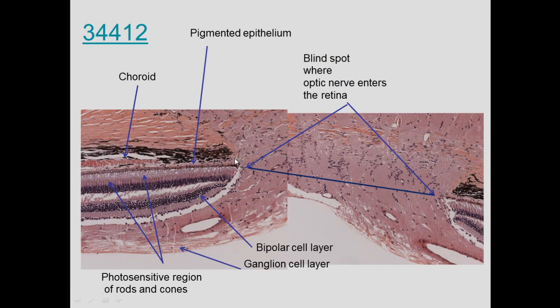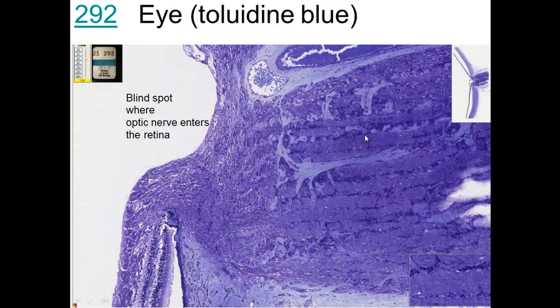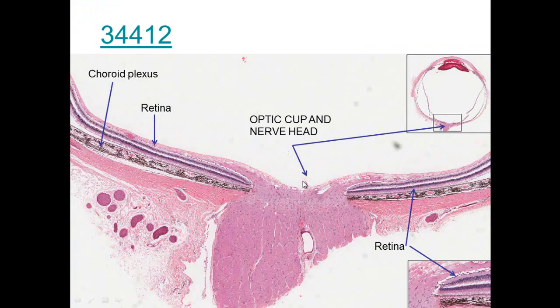But where the optic nerve comes in, you don't have photoreceptor cells, so as a consequence, you have a blind spot there. Here we can see blood vessels coming in through here. This is the optic nerve coming in through there to the retina, and that really is the source of the retina. Here again, we can see how nicely the optic nerve is coming in.